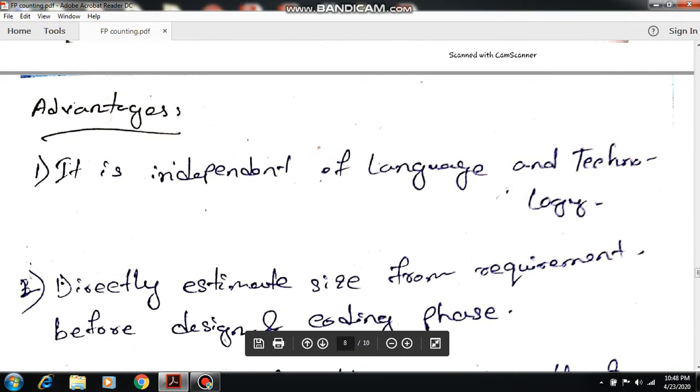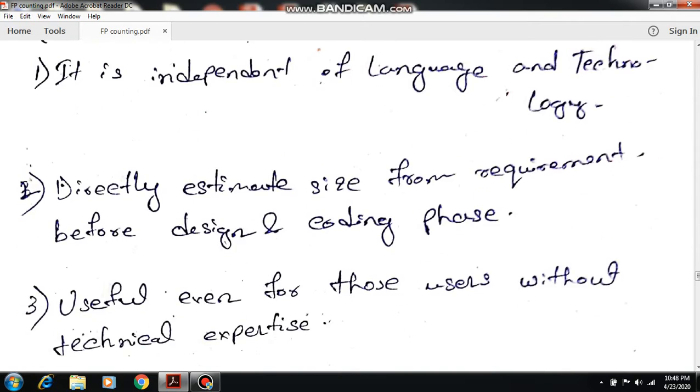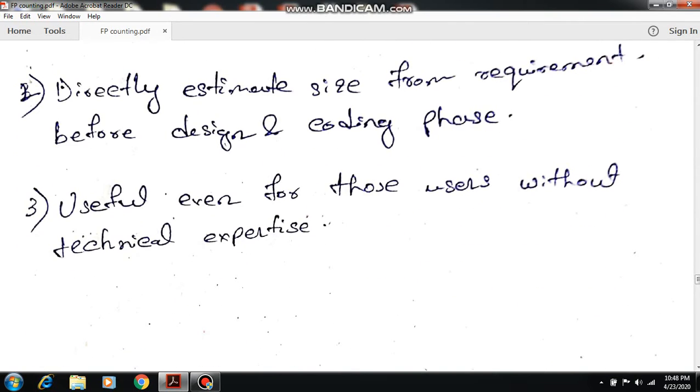Whatever the demerit of the LOC is, it is overcome using the AP. So that is language independent and technology independent. You can directly estimate the size from the requirement before design and coding. Yes, it is useful even for users without technical expertise, meaning those who have no technical skill. They can also use this formula to easily estimate the size of the project.